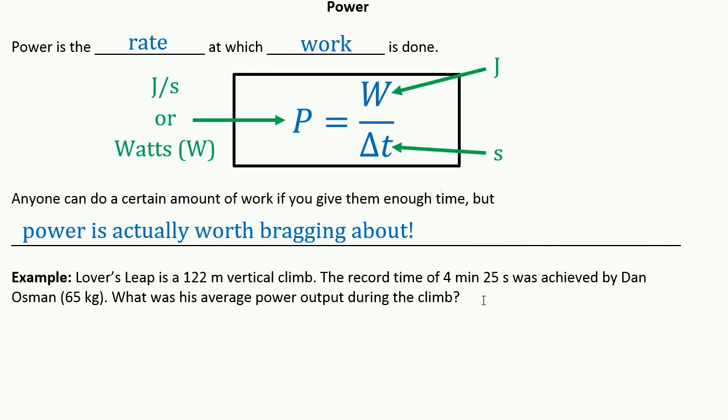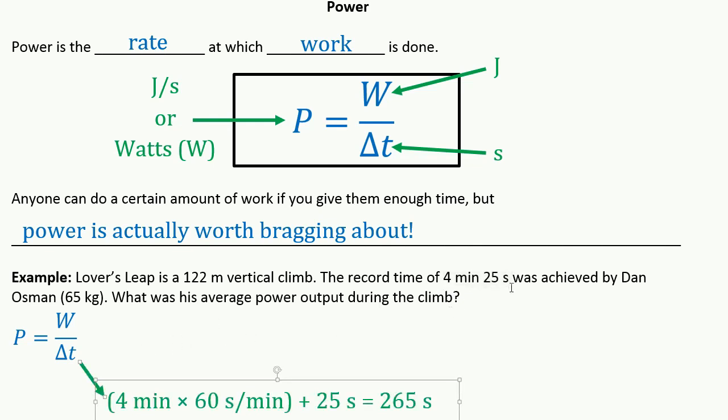Okay, so we have a new equation for power, the only equation we have for power, and this question's asking for power. So let's start with that equation. We're going to need to figure out what the work that Dan Osman did is, and we're going to need to know the time it took. Well, we have the time. That's here. But we need it in metric base units. We need it in seconds. And this is a mix of seconds and minutes.